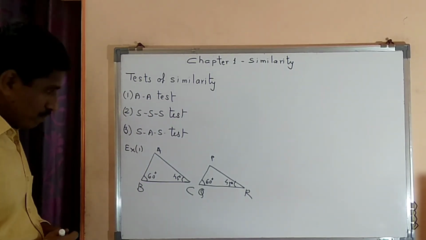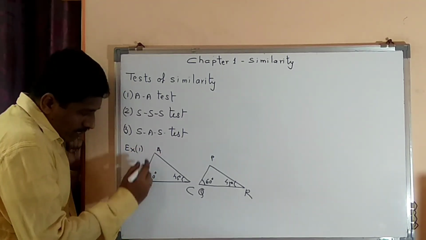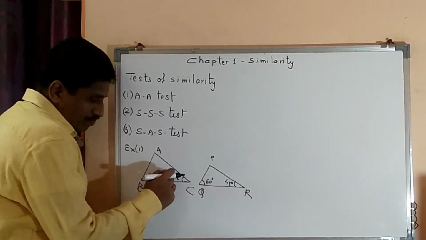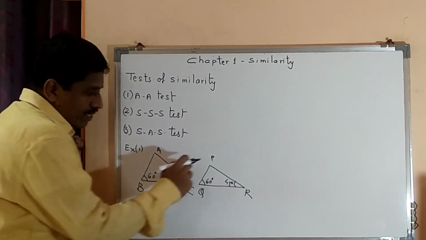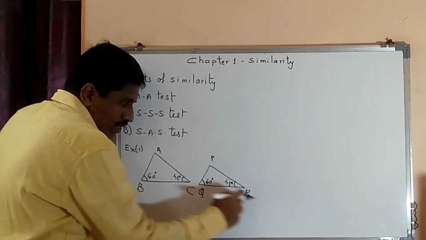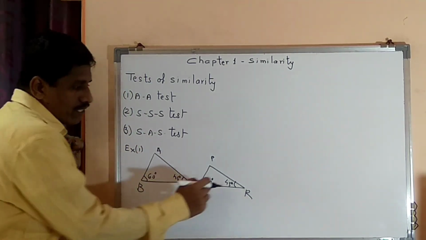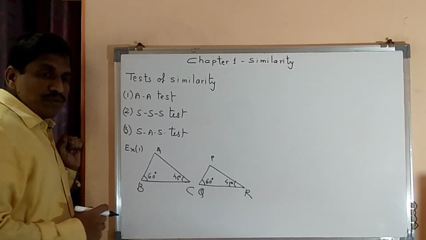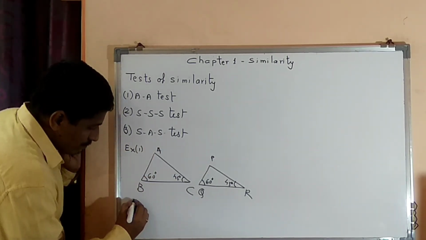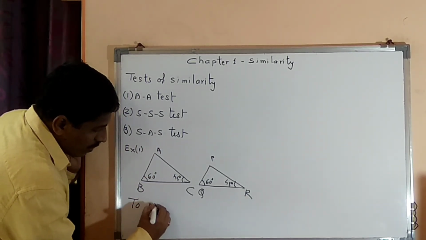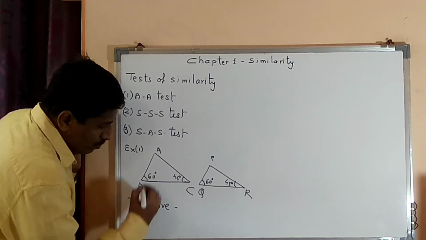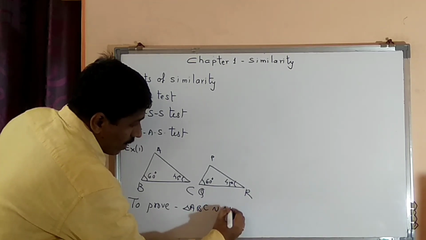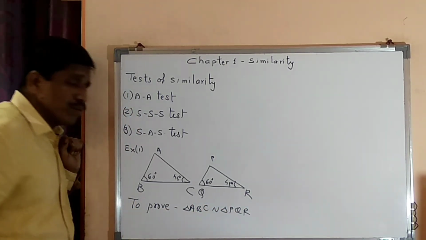We'll take some examples. So here in this triangle ABC, angle B is given 60 degrees, angle C is given 45 degrees. In triangle PQR, angle Q is given 60 degrees, angle R is given 45 degrees. I have to prove triangle ABC is congruent to triangle PQR. What I have to prove? Triangle ABC similar to triangle PQR. See, how will I prove this?